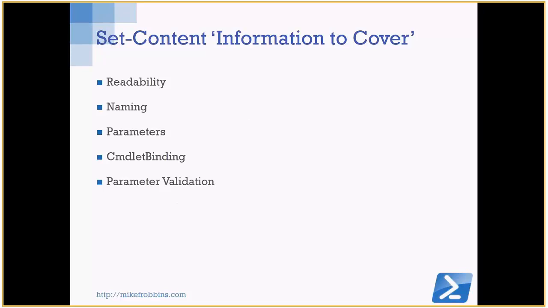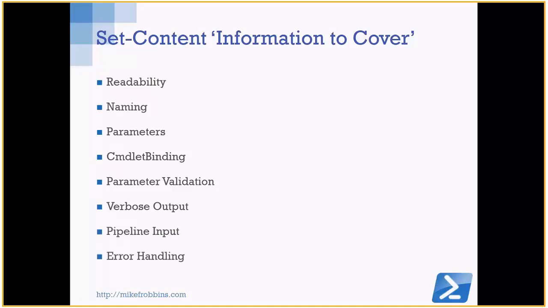What parameter validation is: you don't want to run a script or a function and not have the valid information that you need for it to complete successfully. You want to try to validate the input that a user is providing early on and fail immediately, because you don't want to make changes to a system when it's not possible to complete the full process. And verbose output, and I'll show all these: pipeline input, error handling, comment-based help, and SupportsShouldProcess.